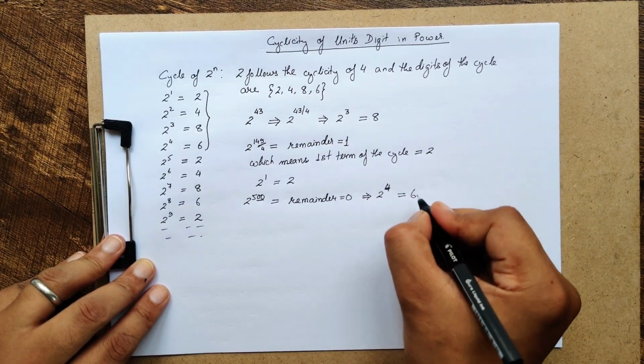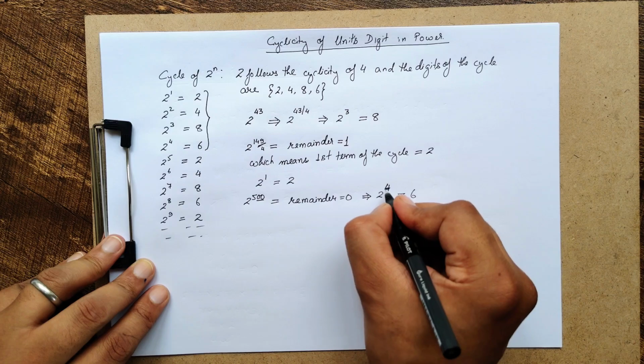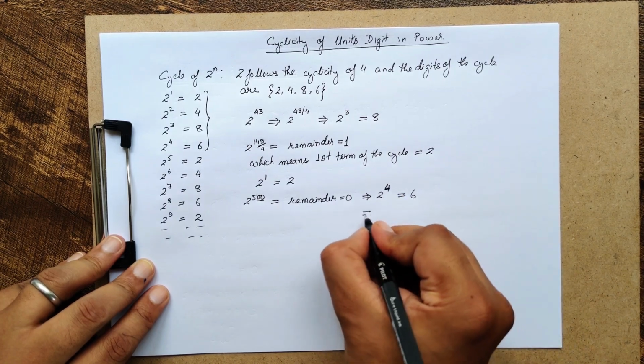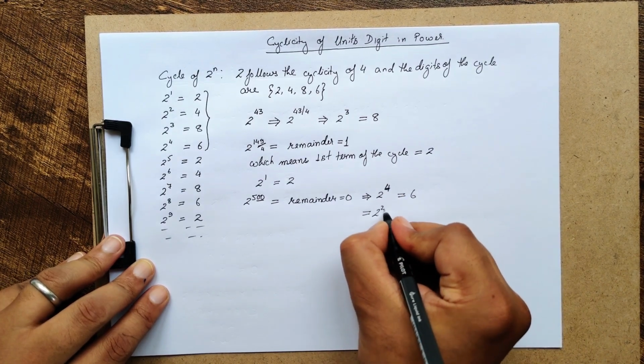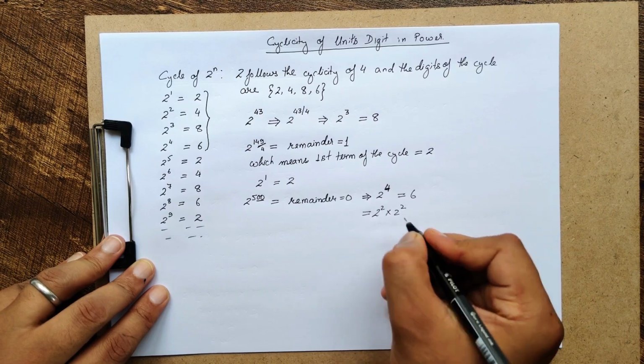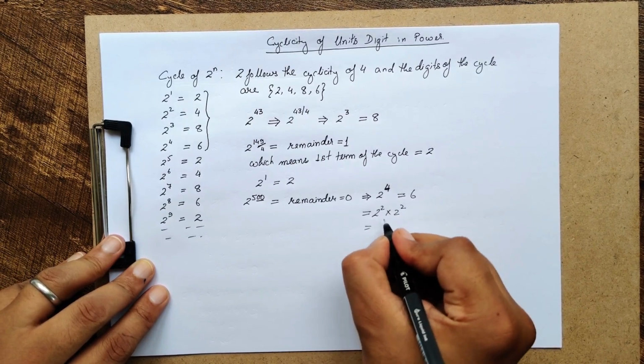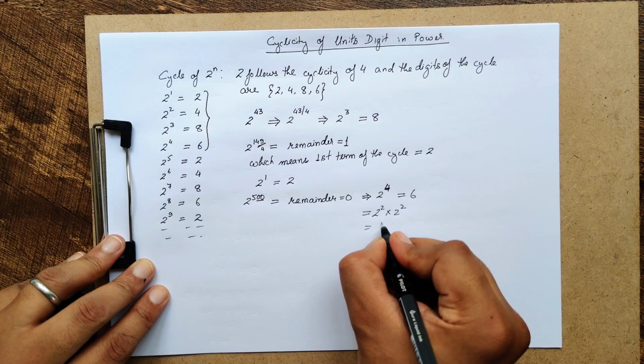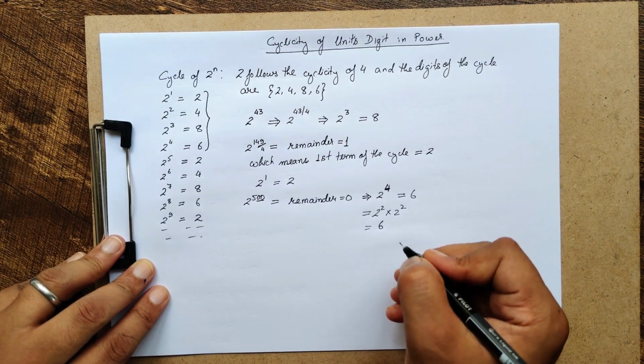Say if you don't know what is the value of 2 to the power 4, you can also write it as 2 to the power 2 multiplied by 2 to the power 2. Now 2 to the power 2 is 4, so 4 into 4. The unit digit that you get is 6.